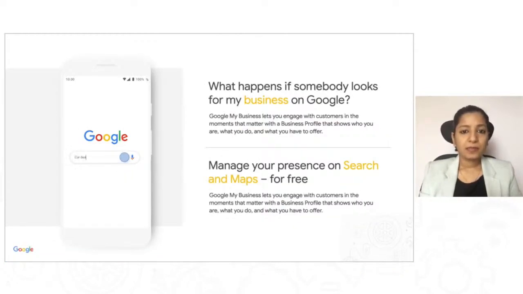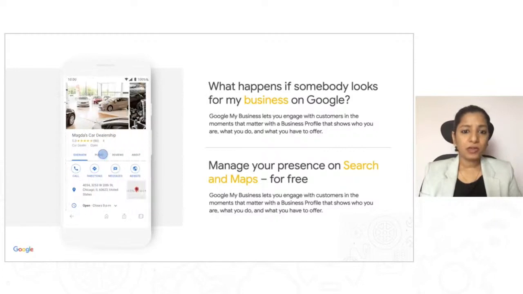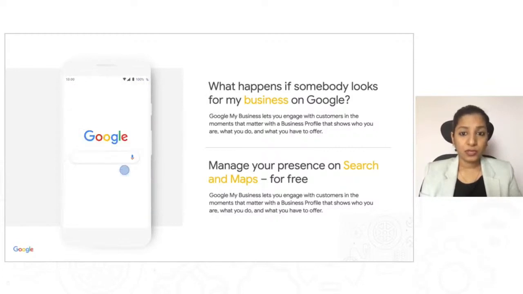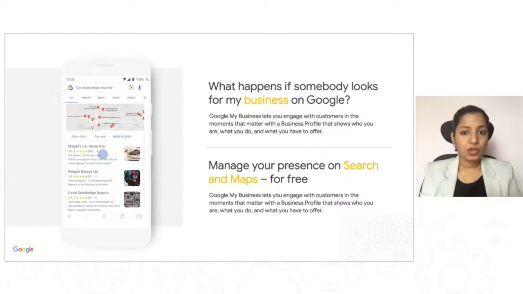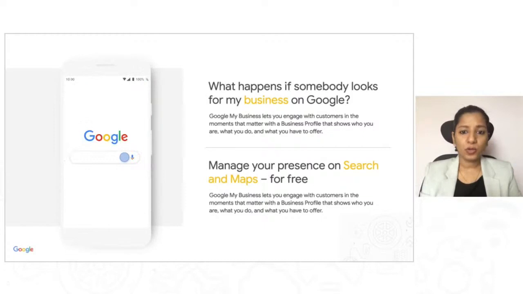Google My Business is the platform that powers your dealerships to appear on Google Search and Google Maps. Take a look at the animation on the left, showing an example of what happens if somebody looks for a car dealership. Once you type dealership near me on Google Search or Maps, you will see a list of results. Then you click on one of the dealership results to see more information about the dealership.